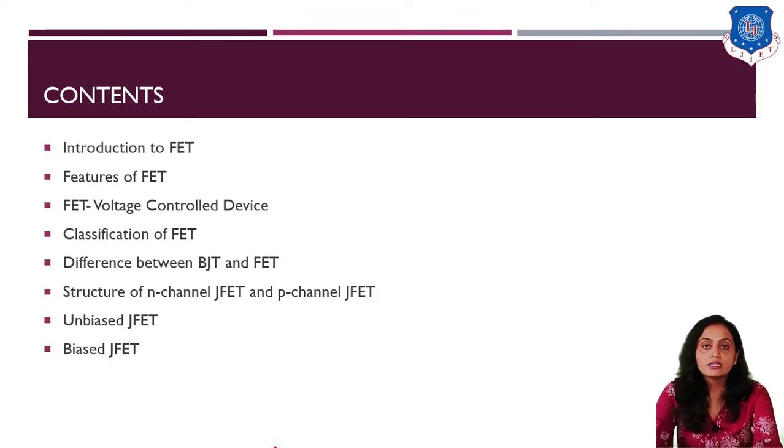And then we will see the unbiased JFET. That means if we are not applying any external DC supply to the JFET, then how it behaves. And at last we will see the biased JFET. So if we apply the external DC supply to the JFET, then how it will behave.